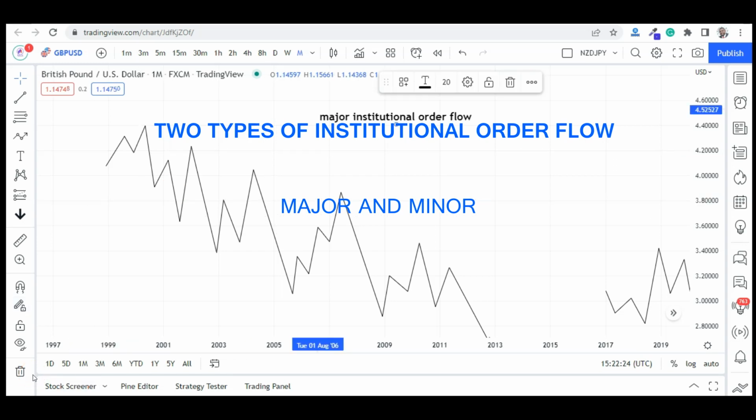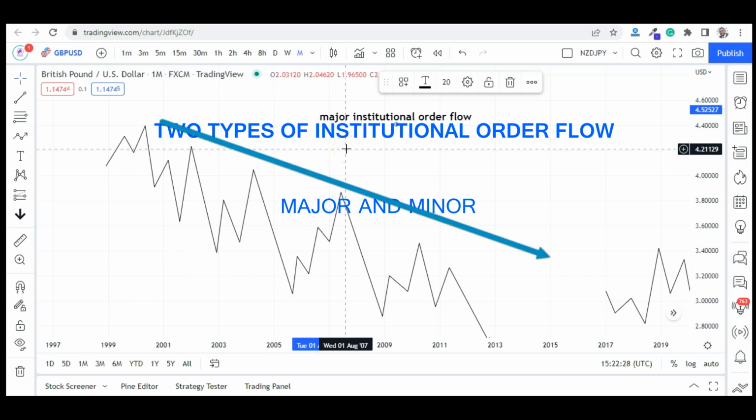The major institutional order flow are those order flows that are in line with the overall trend. For example, Euro USD has been bearish ever since. So that bearish flow is simply a bearish order flow, major institutional order flow, and that is where they are taking the price of Euro USD to the downside.